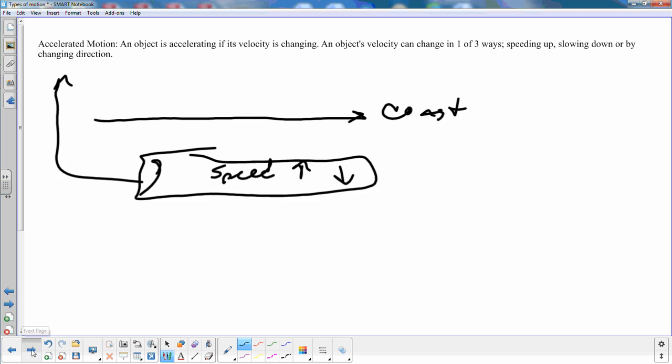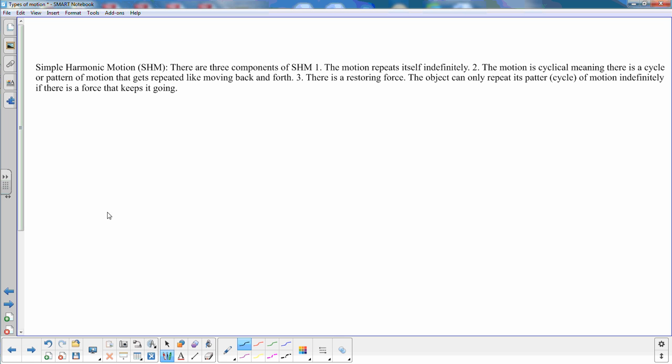The third example of motion that we saw was something called simple harmonic motion. And there are three components of simple harmonic motion. First off, the motion repeats indefinitely. Think of something that is just going to keep doing its motion and never stopping under quote-unquote ideal circumstances. In the absence of friction, in the absence of air resistance.